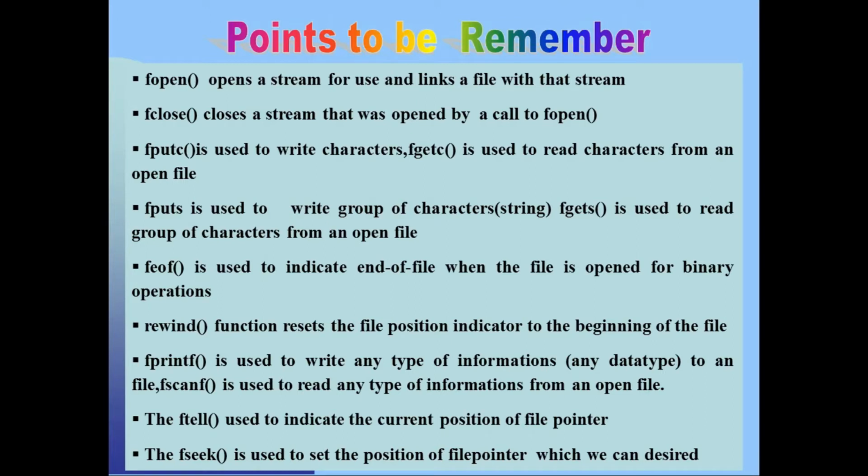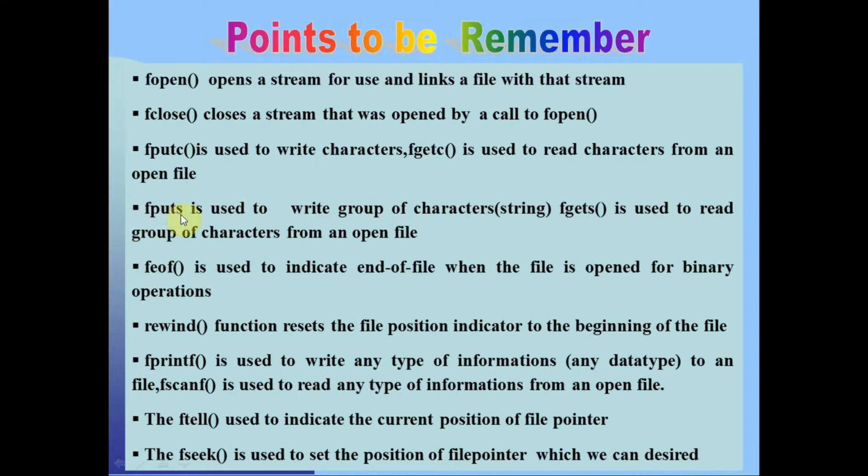So already we saw the topic in the previous session. First, fopen(): this function is used to open a stream and links a file with that stream, so the data is stored stream-wise. Then fclose(): this function is used for closing the file object if the file is already opened. Then fputc(): this function is used for writing a single character to the file.